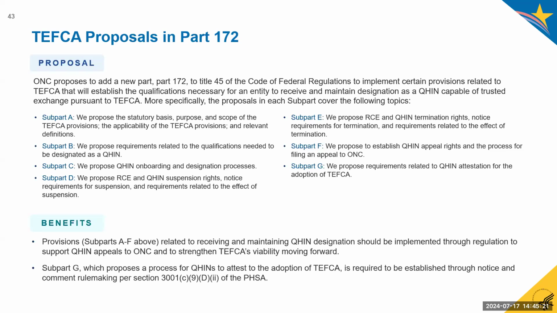Then the final two sections: Subpart F covers QHIN appeal rights and the process for filing an appeal to ONC. And Subpart G proposes requirements related to QHIN attestation for the adoption of TEFCA.